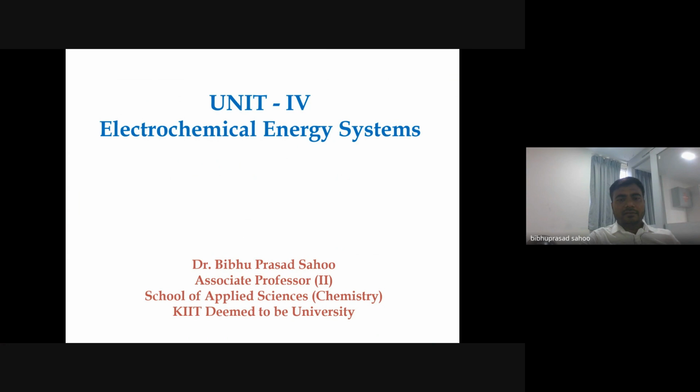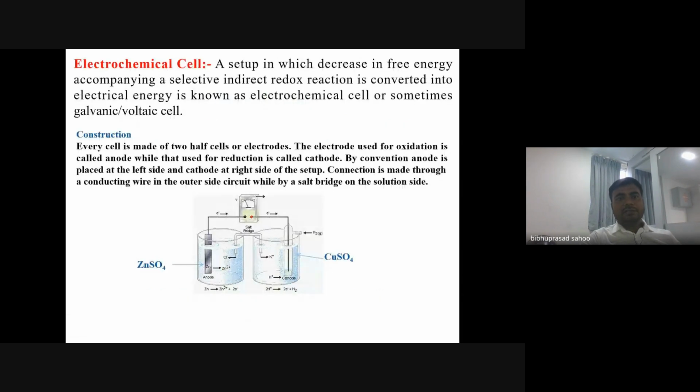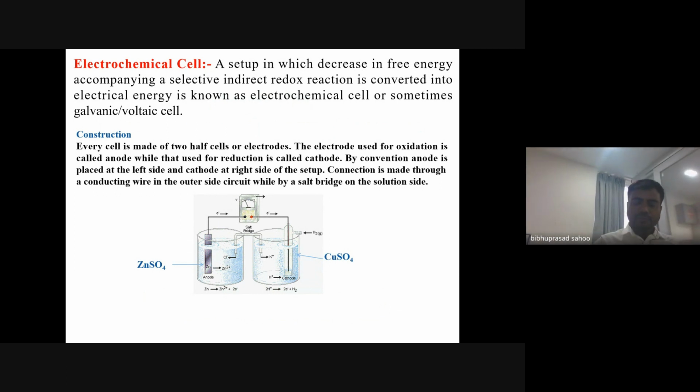Yes, sir. Okay. So this is the electrochemical energy systems. If you scroll your book, the one you received, electroanalytical methods, the very first page has it. What is an electrochemical cell? A setup in which the decrease in free energy accompanying a spontaneous redox reaction is converted into electrical energy is known as an electrochemical cell, or sometimes a galvanic or voltaic cell.